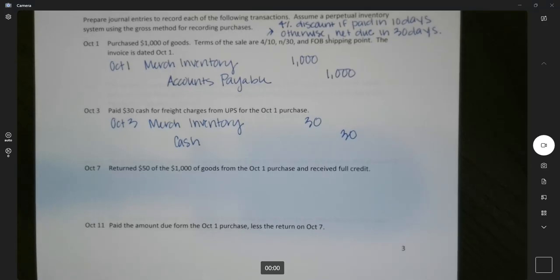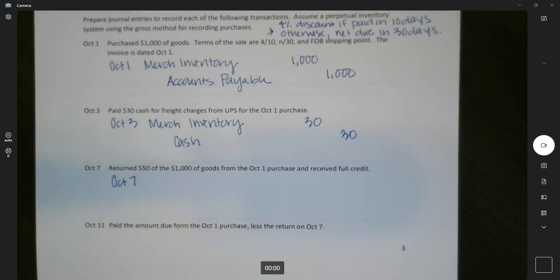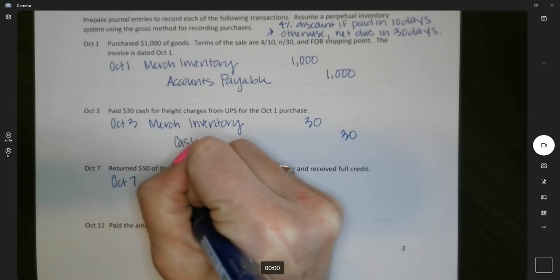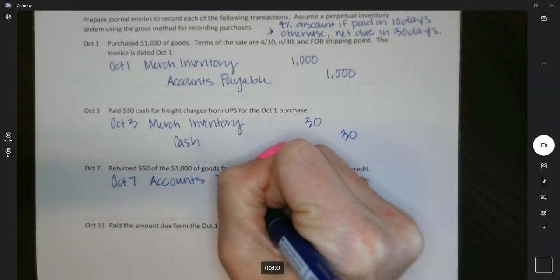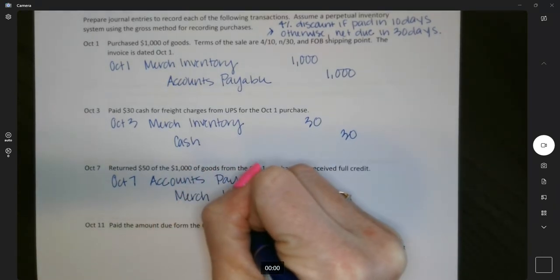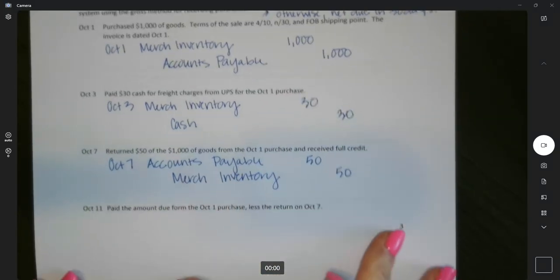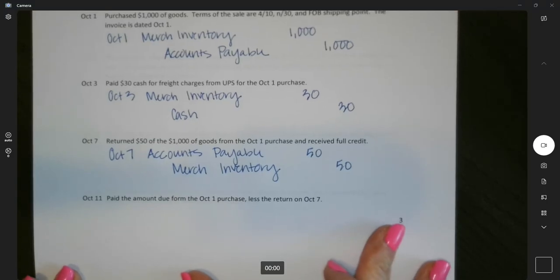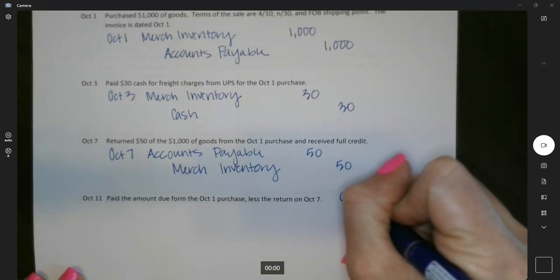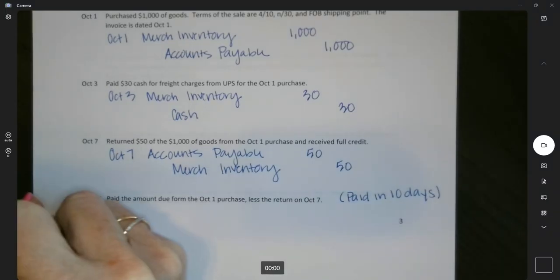On October 7th, we returned $50 of the $1,000 of goods from the October 1st purchase and received full credit. So on October 7th, we're going to debit accounts payable for that $50, and we're going to credit merchandise inventory for $50. Finally, on October 11th, we pay the amount due from the October 1st purchase minus the return on October 7th. We're also paying this in 10 days, so we get to take advantage of that discount.